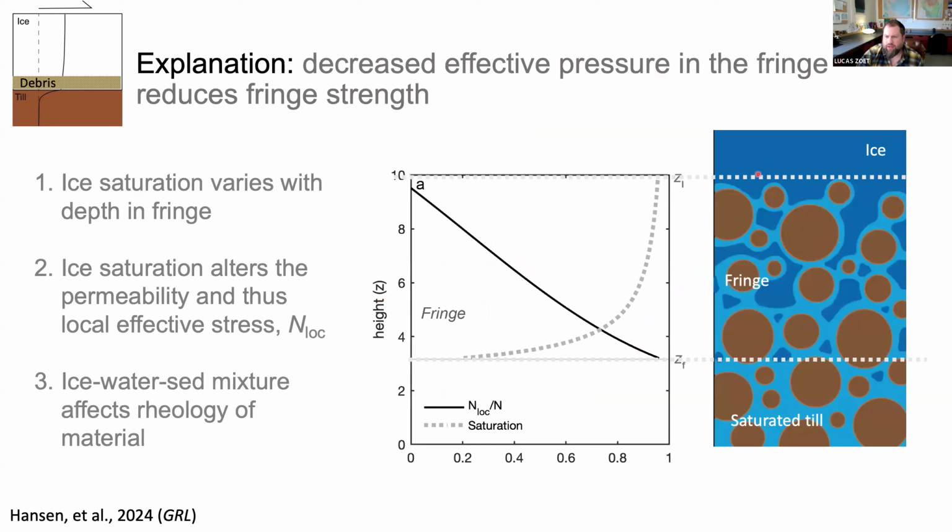If you think of this zone here, a fringe that's forming, if you look at the cartoon on the right, at the top, most of the pore space is filled with ice. As you move down, that ice saturation, or the amount of ice that's in the pore space, decreases, right? That's just what this plot is showing. Large ice saturation at the top, and that decreasing as you go down into the till until you get to zero at this lower depth.